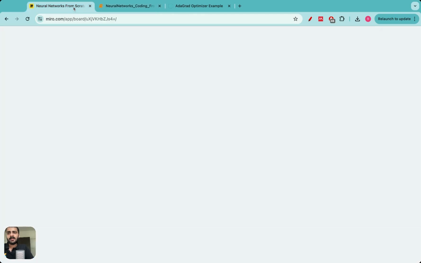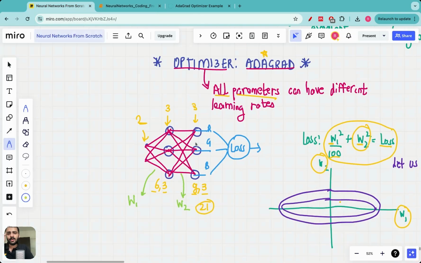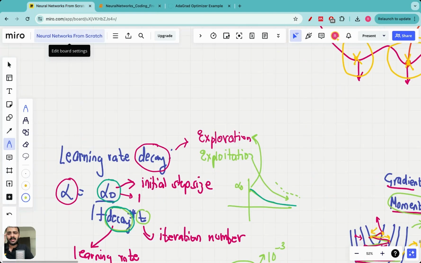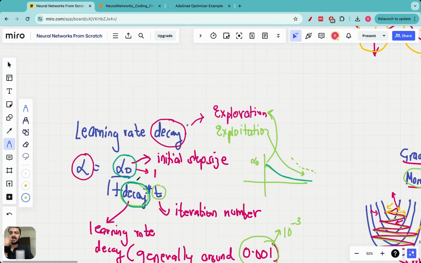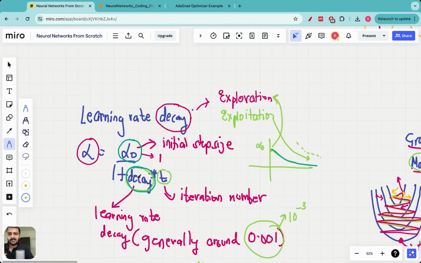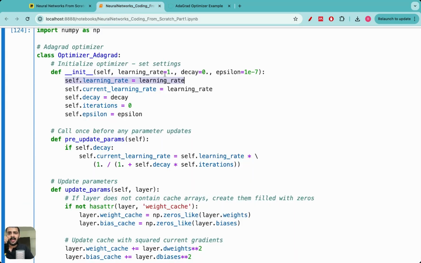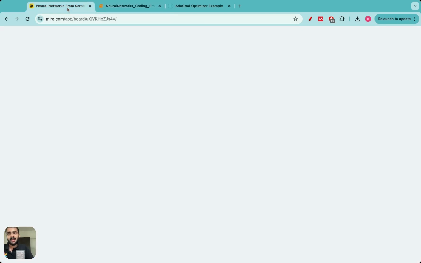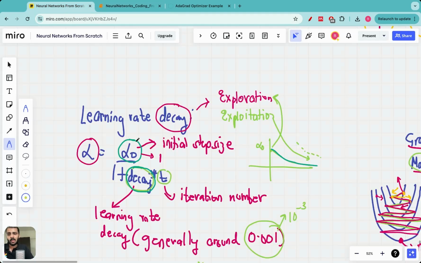So remember, let me take you to the decay formula again. The learning rate decay formula is this: alpha naught divided by 1 plus learning rate decay into time. So there are two parameters here: the initial step size and the learning rate decay. By default, we start with an initial step size of 1 and a learning rate decay of 0. And in this method, we are also tracking the current learning rate. So the learning rate will be changing with time, right? According to this formula over here.